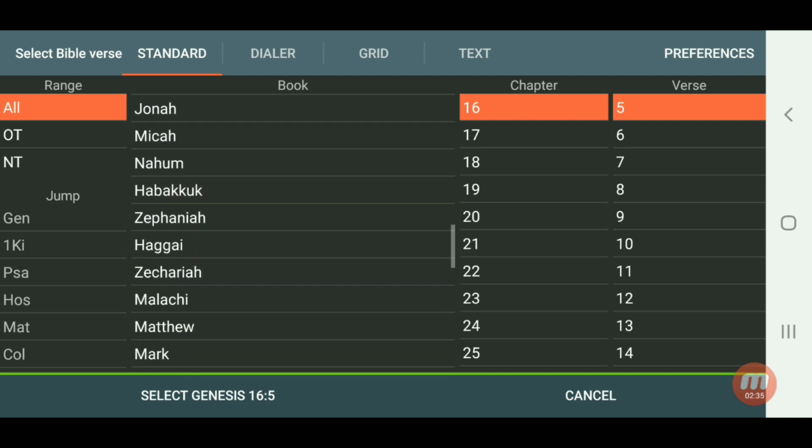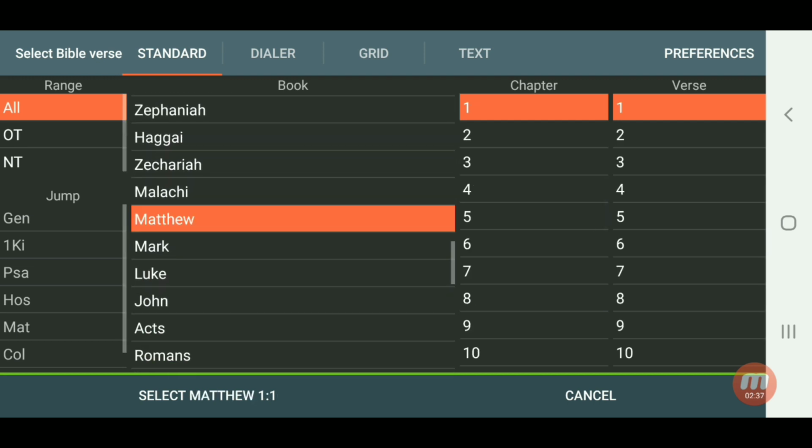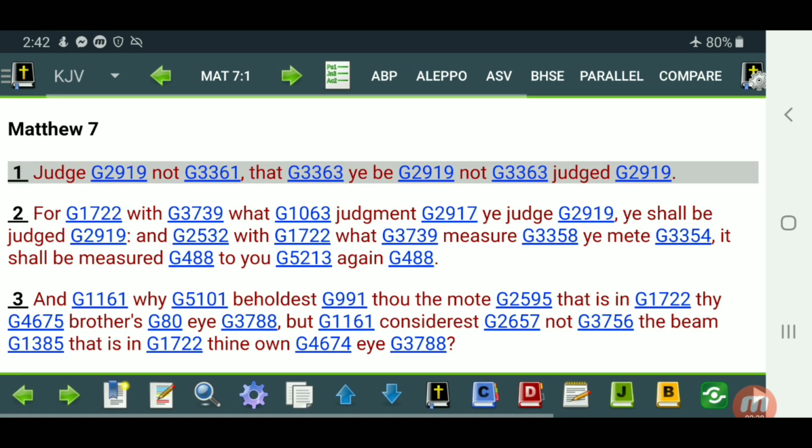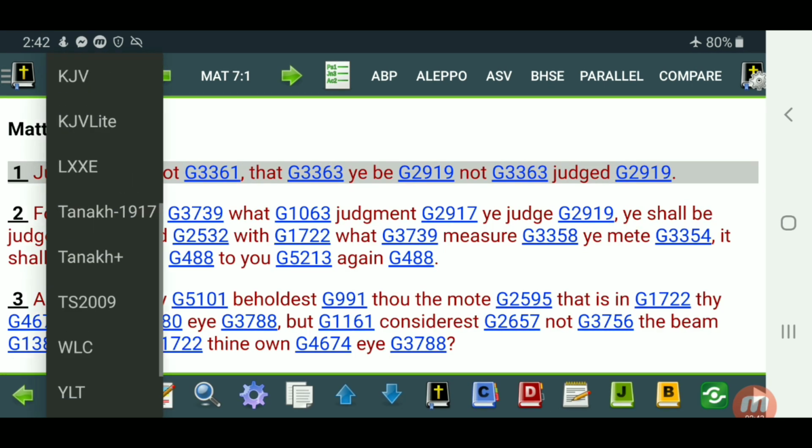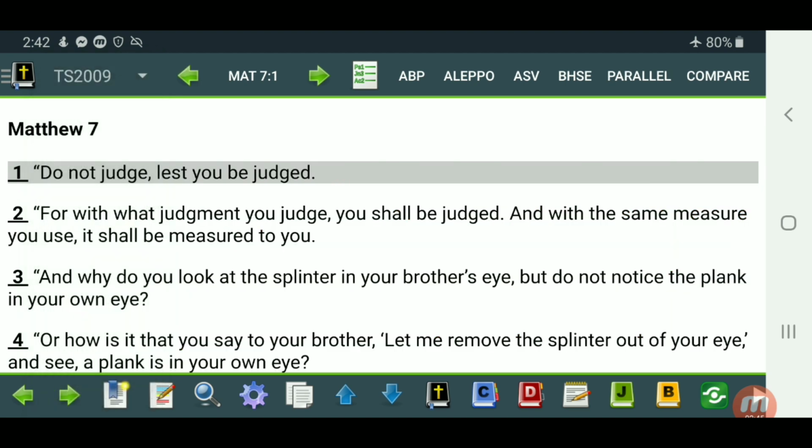So when we go to Matthew chapter 7 at verse 1, we've got, judge not that ye be not judged, verbatim from the Messiah. But if we look at the scriptures, it says the same thing, but without all that poeticness. Do not judge lest you be judged. For with what judgment you judge, you shall be judged. That's a lot of judging. And with the same measure you used, it shall be measured to you.